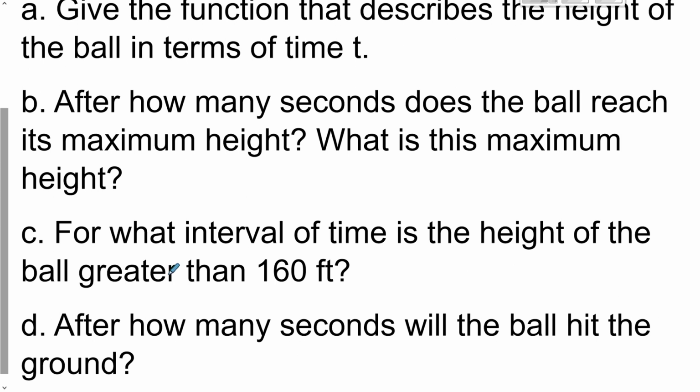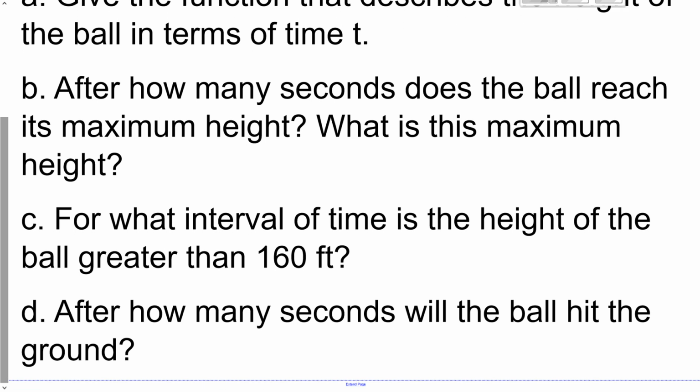And then C is asking for the time at which the ball reaches 160 feet. So that means we would set the height to 160 feet, right? So we'd set our s of t as 160, and then we'd solve the equation by using the quadratic formula, factoring, or completing the square. And then D: after how many seconds will the ball hit the ground? Well, what is our height when we hit the ground? It is 0, so we'd plug in 0 for s of t, and then we would solve that equation.